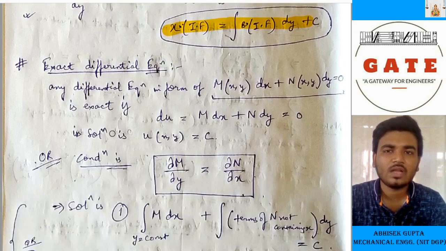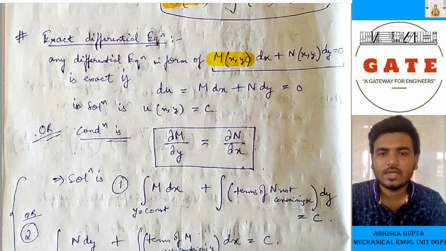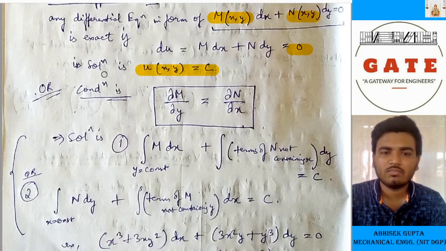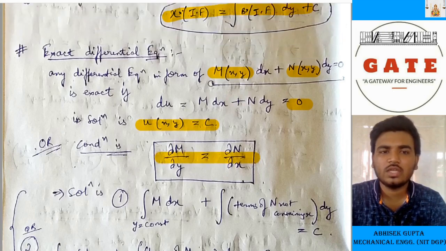Okay, come to the exact differential equation. Any differential equation in the form of M(x,y) dx plus N(x,y) dy equal to 0 is exact if du equal to M dx plus N dy equal to 0, means no change. Its solution is u(x,y) equal to constant. This is the condition, but the main and necessary condition is that the partial derivative of M with respect to y must be equal to the partial derivative of N with respect to x. Okay, del M upon del y must be equal to del N upon del x.